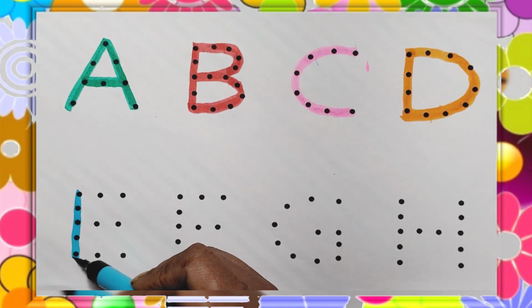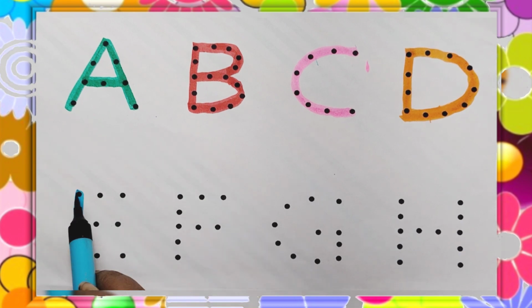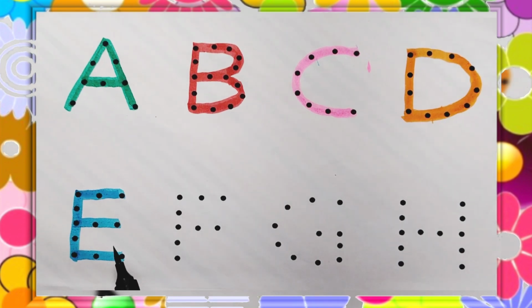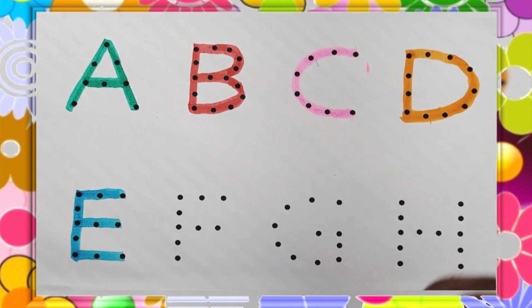Standing line and small sleeping lines. E for egg. Purple color.